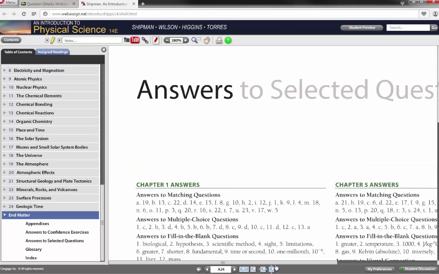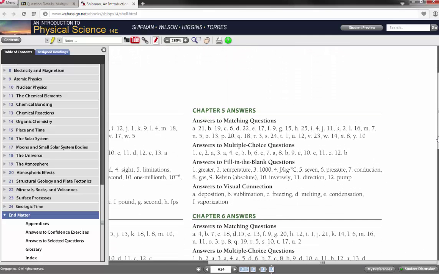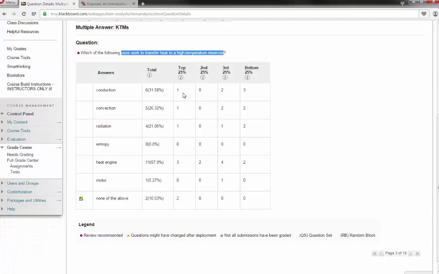Zoom in a bit so that we can actually see what it says here. And answers to matching questions. This is all of the matching questions. The one we're looking for is S, and it says it matches term 24. All right, so you come back here and you look and you see, oh, term 24 is a heat pump. So the answer to this question is heat pump.